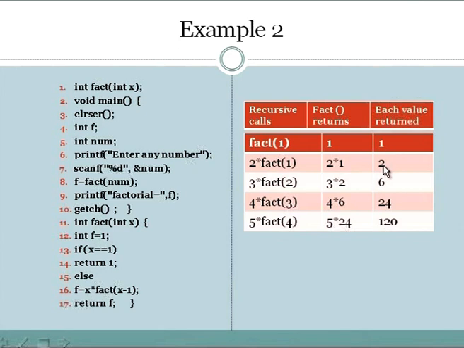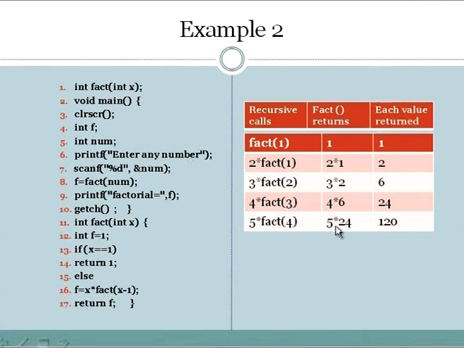Now this result returned by 2 multiplied by fact(1) will be put in this expression, and this time 3 multiplied by 2. This sub result will be put in this expression, and fact(3) has returned 6. That's why 6 is being put in this sub expression. Now 6 multiplied by 4 will return 24, and fact(4) has returned 24.